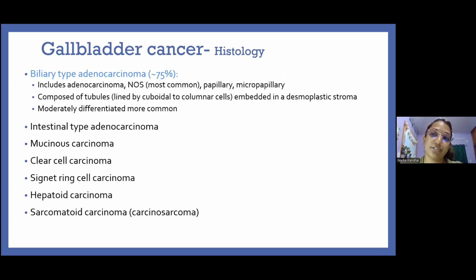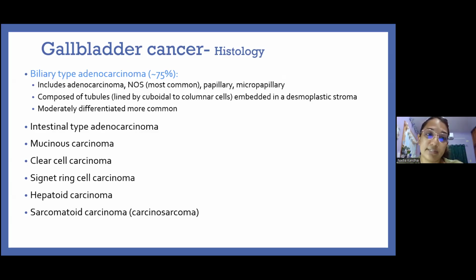Multiple histological types have been classified, the most common being biliary type adenocarcinoma at 75%. This is similar to pancreatic ductal adenocarcinoma. It's composed of tubules embedded in a desmoplastic stroma. Moderately differentiated is more common, but has a wide histological spectrum from deceptively bland to poorly differentiated.